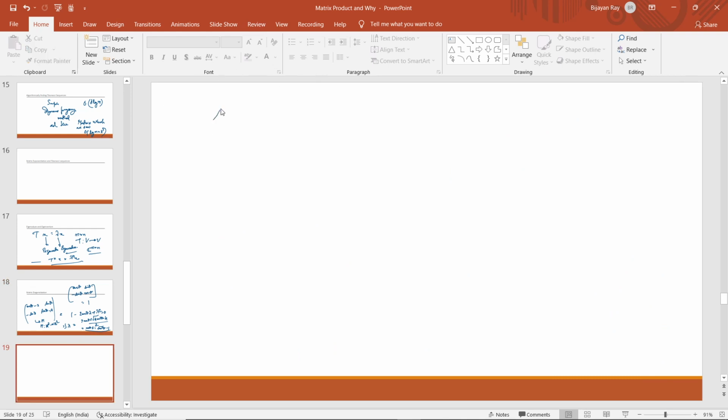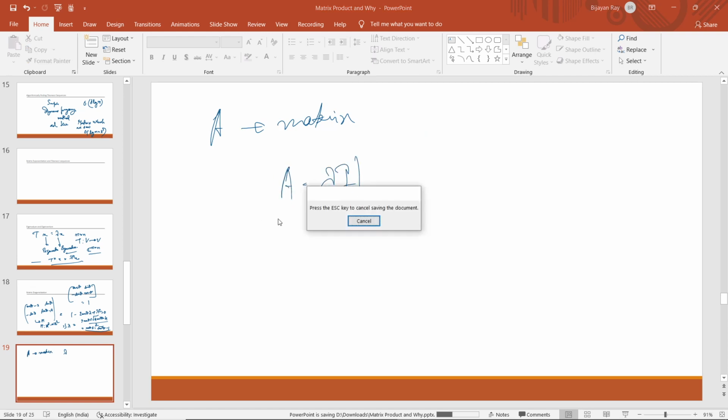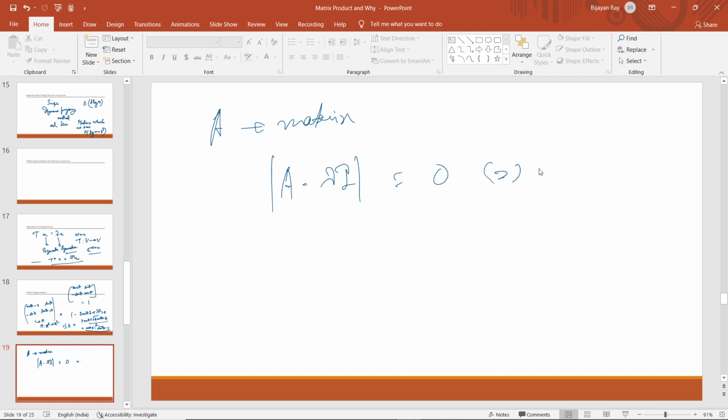Okay, let me just state the theorem for completeness' sake, and the proof of that. So A is a matrix, lambda is its eigenvalue. Consider A minus lambda I, its determinant is equal to 0 if and only if lambda is an eigenvalue. Now I'm just sketching the proof.